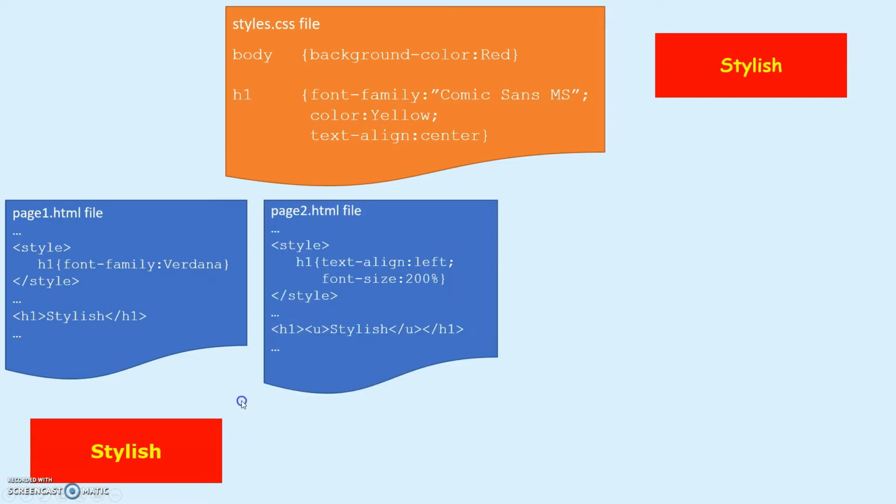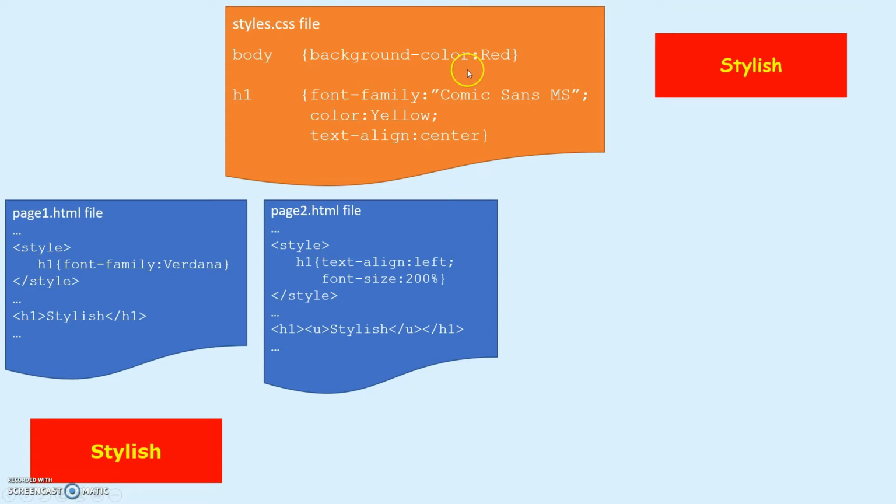Okay. Second example, second page. We've got our internal styling here, and this time the H1 is going to be aligned to the left, and the font size is going to be 200%. Here's the word, the H1 is stylish, and we've actually got some inline styling here. We're going to underline it. But let's have a look.